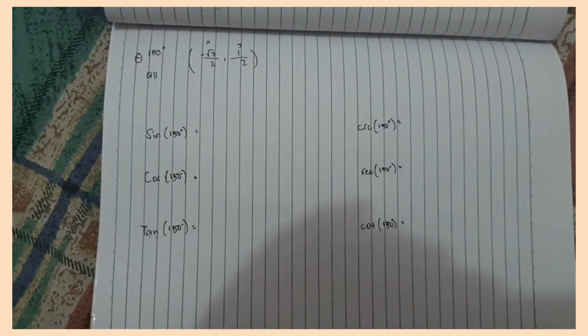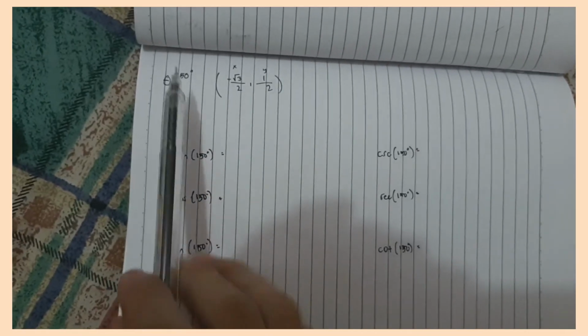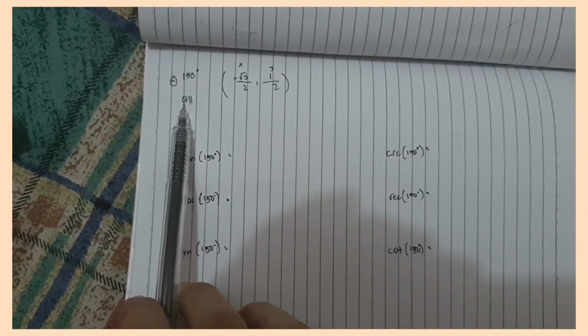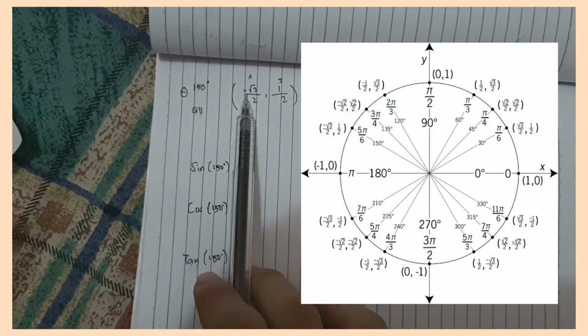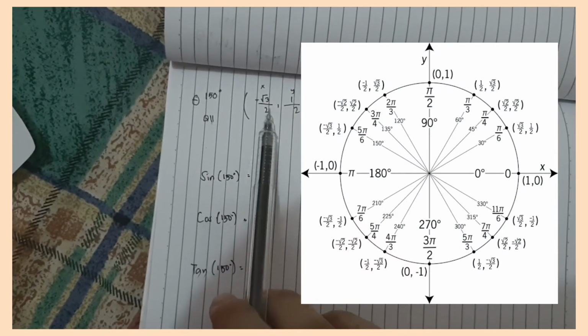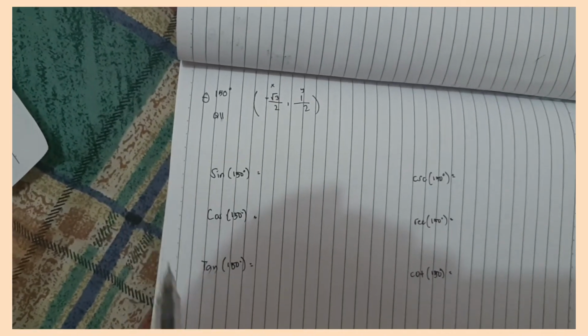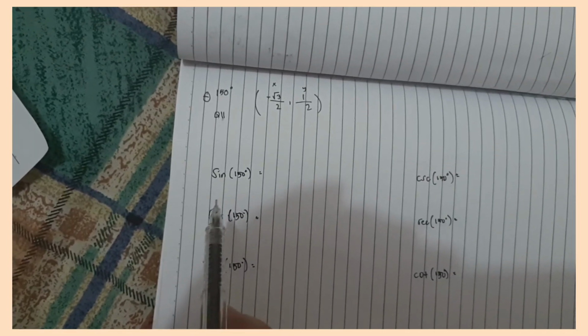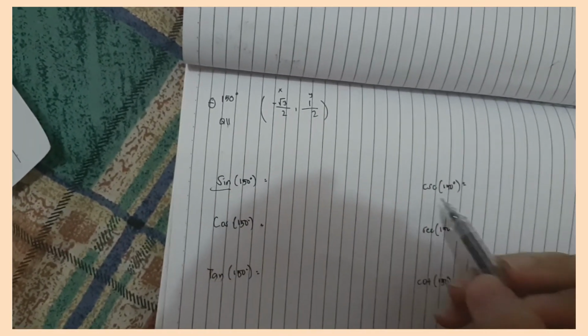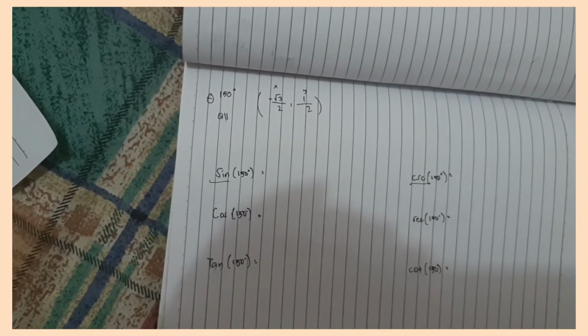In this video, we're going to focus on evaluating trigonometric functions given an angle. So let's begin. Let's say we have a given angle of 150 degrees and it is in quadrant 2. Its coordinates in a unit circle are negative square root of 3 over 2 and 1/2. Since it is in quadrant 2, always remember that the sine and the cosecant will always be positive.